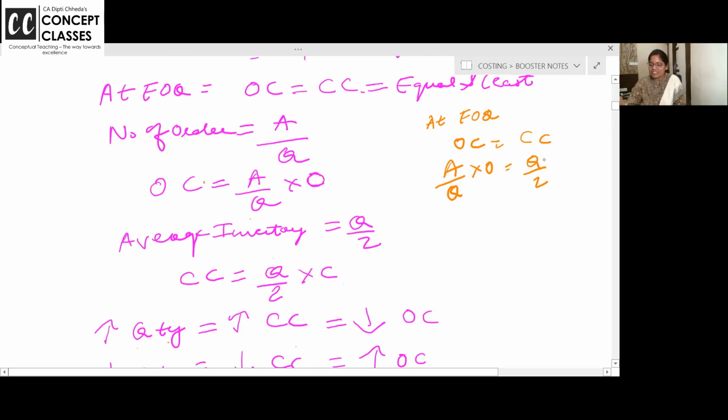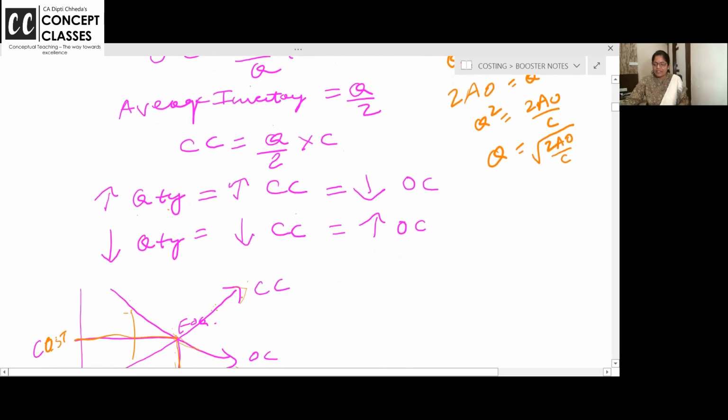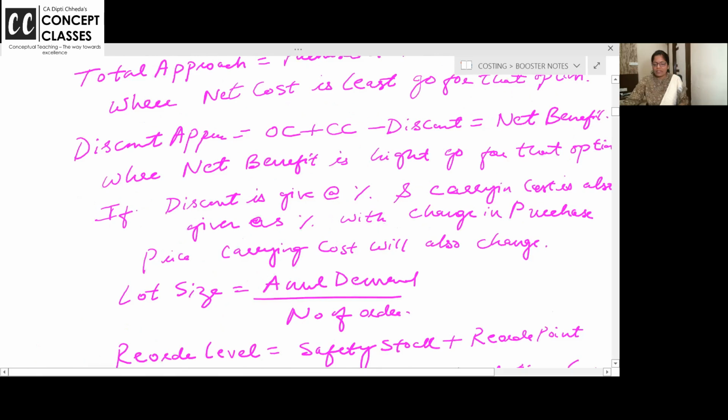I hope you all are doing revision with me and you already know all this. Q by 2 into carrying cost per unit. Now, chalo. A and O, this side, this will go here, this will go here. So 2AO, Q square, C. Q square is equal to 2AO by C. Q is equal to under root 2AO by C. Aa gaya formula. At EOQ, ordering and carrying cost is least and equal. Okay? Right? So this is how Q and all this is working.